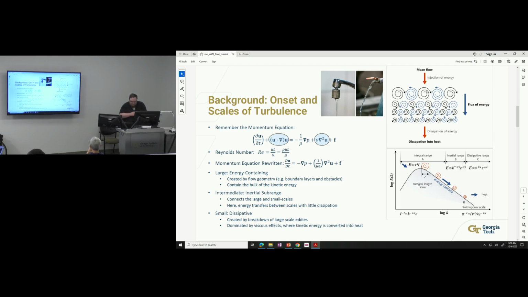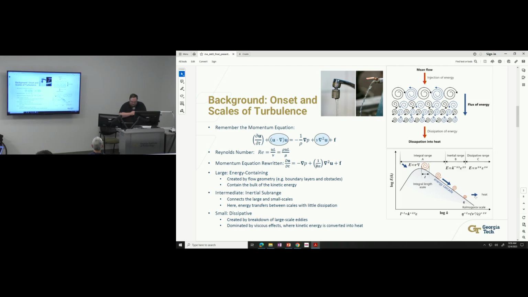So these scales are not very affected by viscosity, but through a process known as the energy cascade, you can see as these eddies break up into smaller ones, and you can also see that as we move down the ramp here. So you can see through that process that they transfer energy to the smaller scales. So the integral scales exist in what we term the integral range.